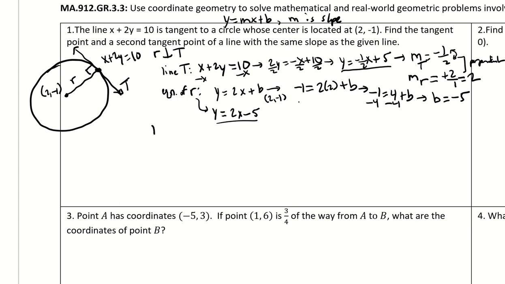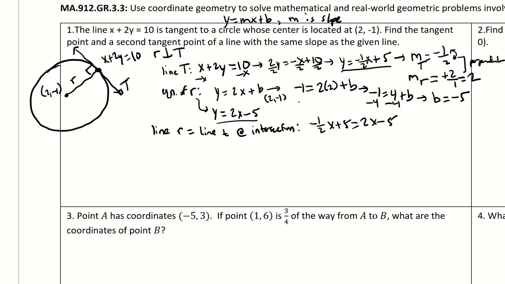So we're going to put that over here. Line R equals line T at the intersection. All right, so we're going to do that here. Since y is equal to 2x minus 5 and y equals -1/2 x plus 5, I'm just going to set those parts equal. I'm going to say -1/2 x plus 5 is equal to this equation, 2x minus 5. And so then we can solve this, okay? So we're going to solve for x here.